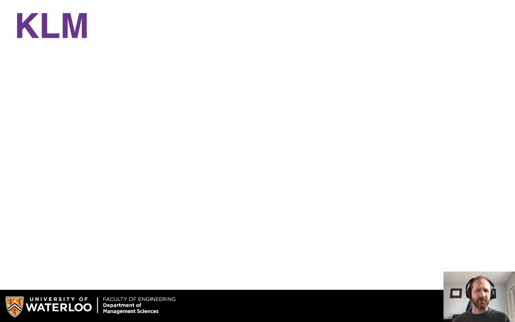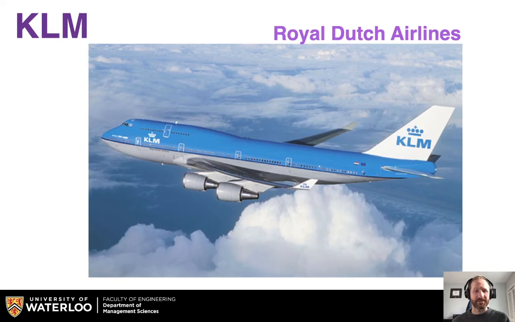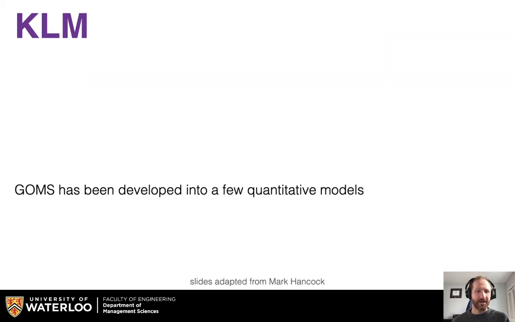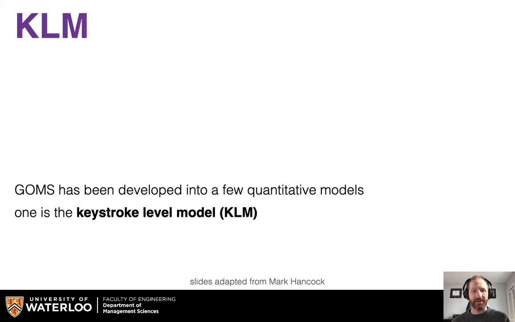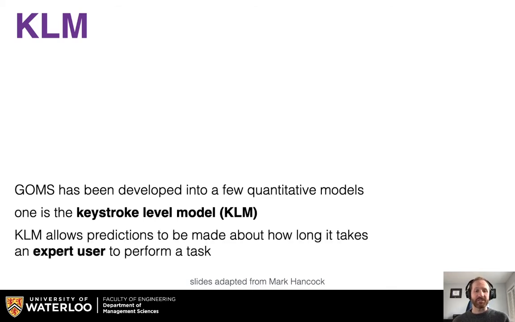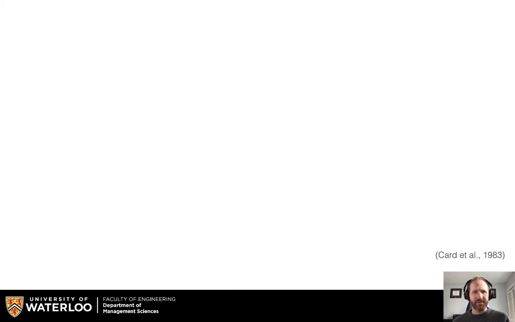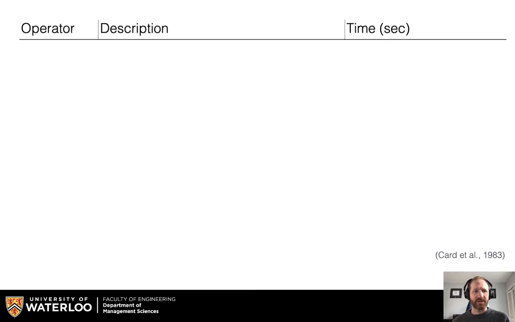KLM stands for, of course, Royal Dutch Airlines. But also, it's one example of a GOMS model. GOMS has been developed into a few quantitative models, and one is the keystroke level model, or KLM. This allows predictions to be made about how long it takes an expert user to perform a task. So the way that this would work is you have an operator, a description, and a time in seconds for how long that takes to accomplish.